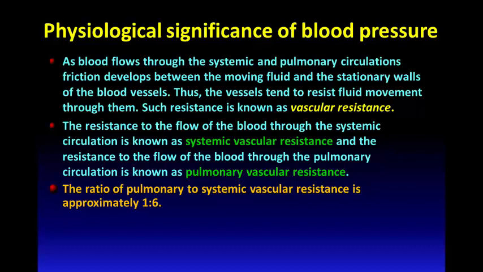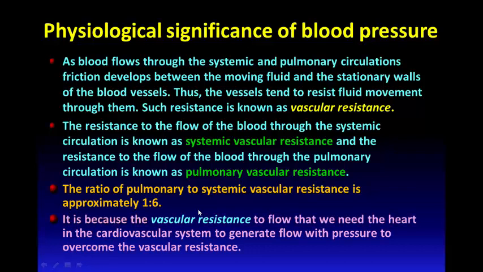As the systemic circulation is a much bigger circulation than the pulmonary circulation, the systemic vascular resistance is much higher than the pulmonary vascular resistance. In fact, the ratio of the pulmonary to systemic vascular resistance is approximately 1:6, which means that the systemic vascular resistance is 6 to 7 times higher than the pulmonary vascular resistance.